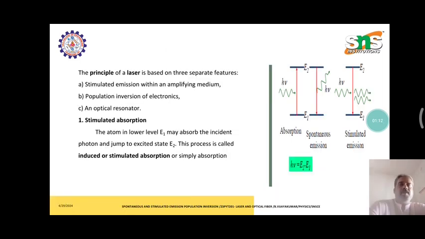Next we discuss the principle of laser, based on three separate features. The first is stimulated emission with an amplifying medium, the second is population inversion of electrons, and the third is optical resonators. In stimulated absorption, an atom in energy level E1, that is the ground state, absorbs the incident photon and moves to the excited state of energy level E2. This process is called induced or stimulated absorption, or simply absorption.